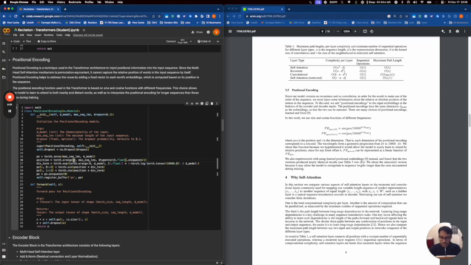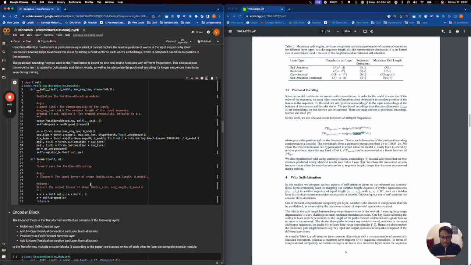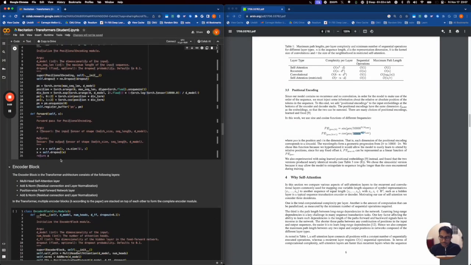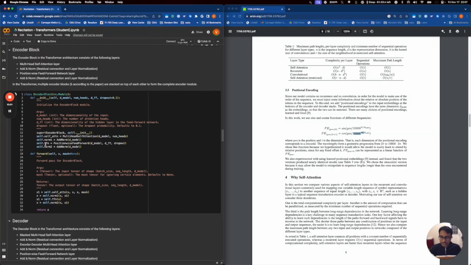Position, you distribute this to a specific maximum sequence length. If you're doing this as a learnable weight matrix, you would have that as part of your dimensions. And the division term is what you're seeing here, just 10,000 to the 2i divided by d model, which is why we're doing the exponent. And yeah, that's basically it. We move on to the encoder block.